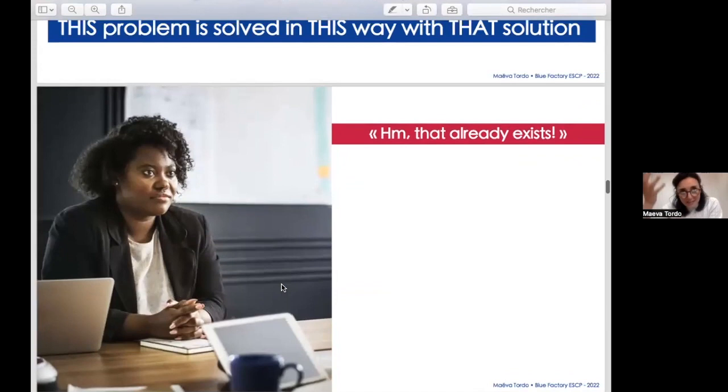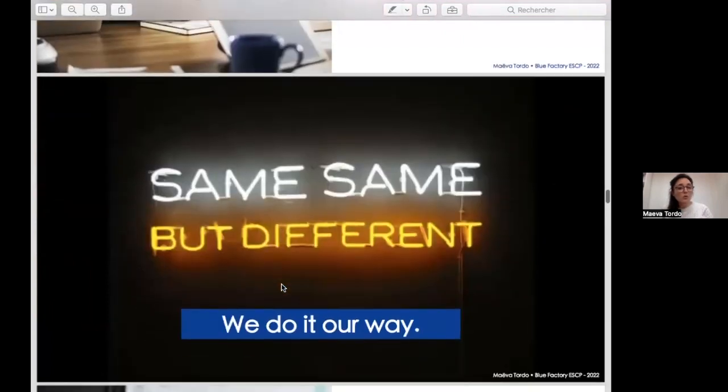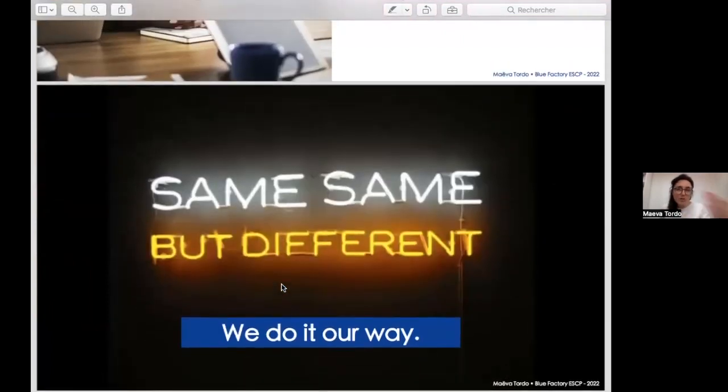Another sentence that can often be in your mind: it already exists. Especially if you're pitching in front of incubators and investors, they are used to seeing many look-alike solutions. So what is very important is not to hide the fact that there are others doing similar things, but to be clear about what is your own way, what is the specificity of your product or service in the context of another market.